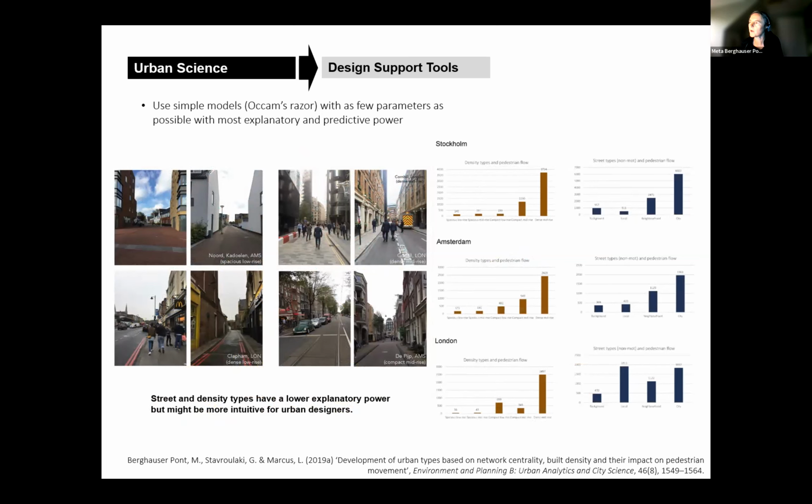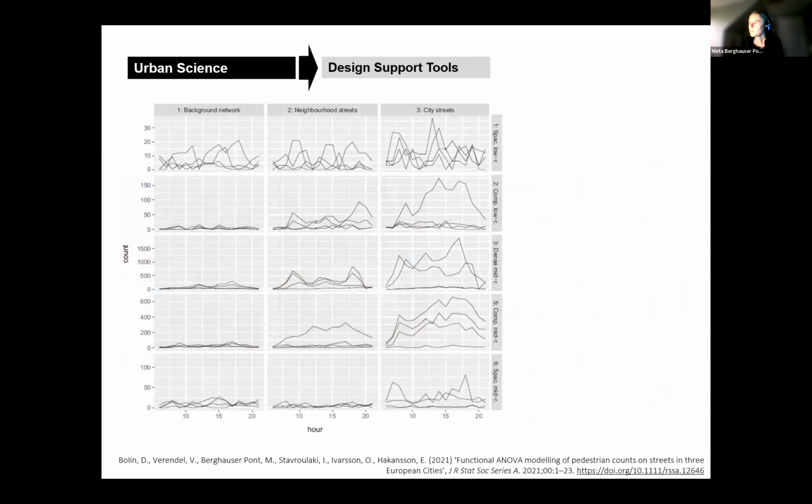And you see this in bars. So what you see here is that depending on the density type you are in, you see that the pedestrian counts increase. Depending on the street type you are in, you see that the pedestrian counts increase. So the city streets have a very high count, and the high density, very compact neighborhoods have also a very high count. We can also see that the fluctuation also depends on the density type.